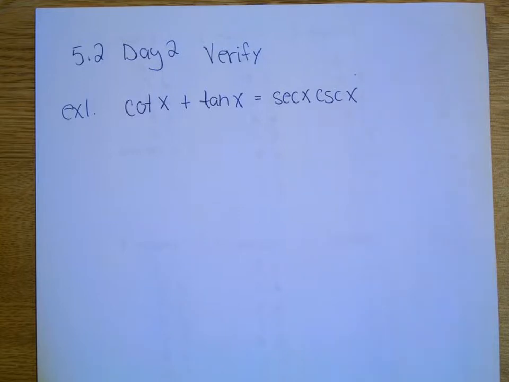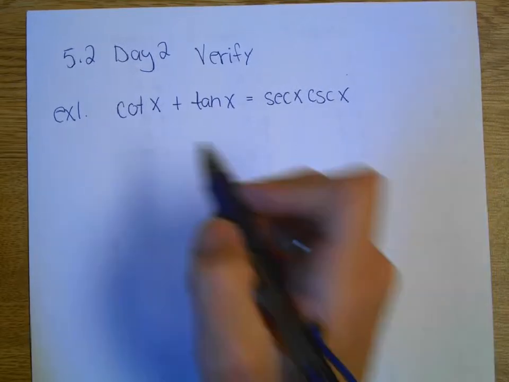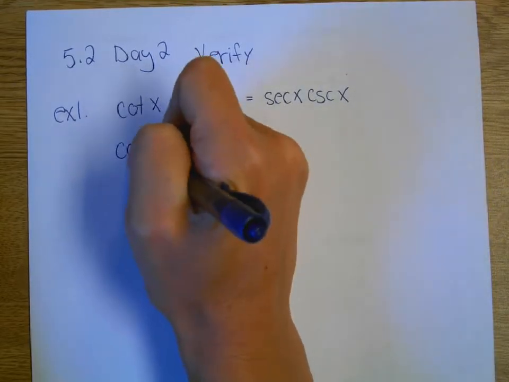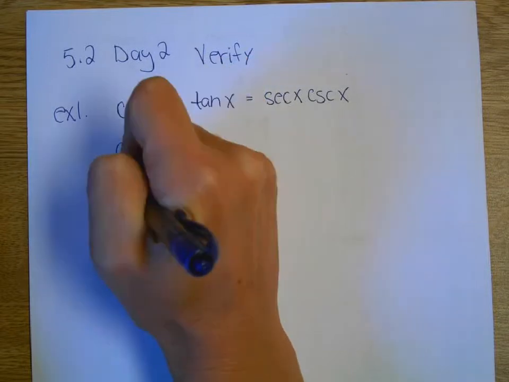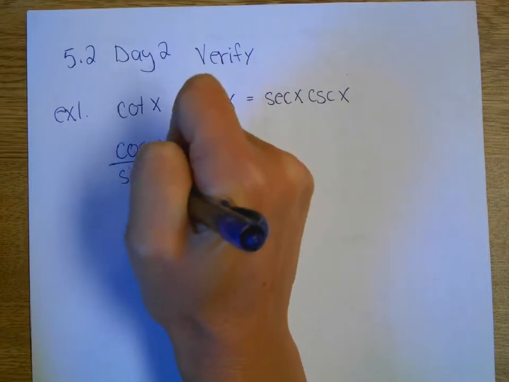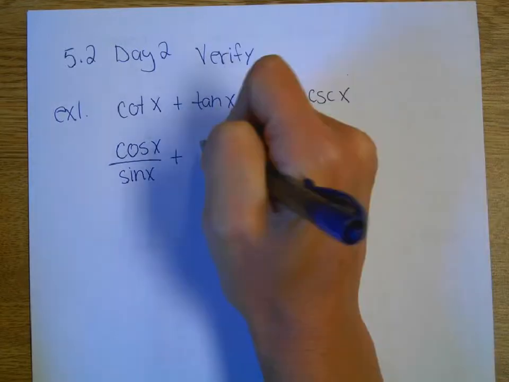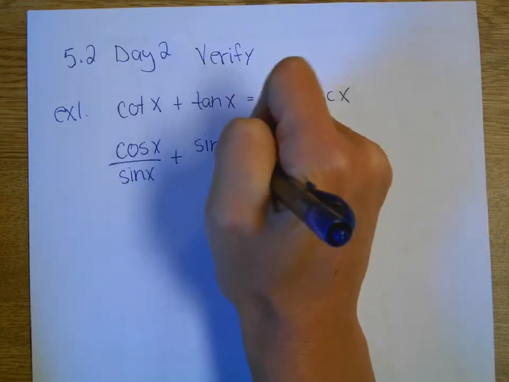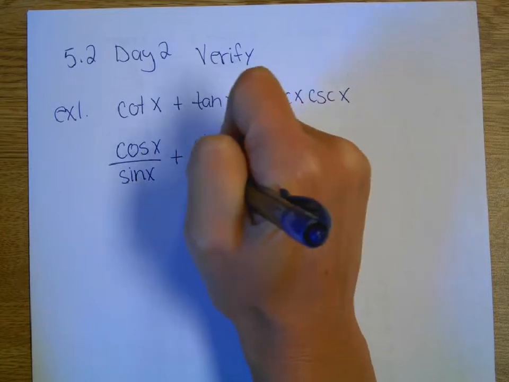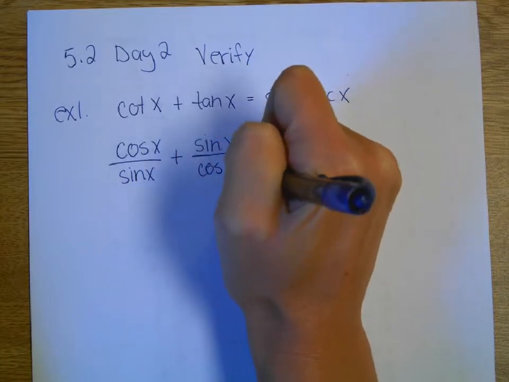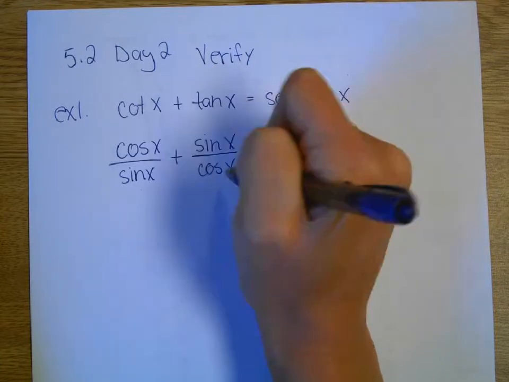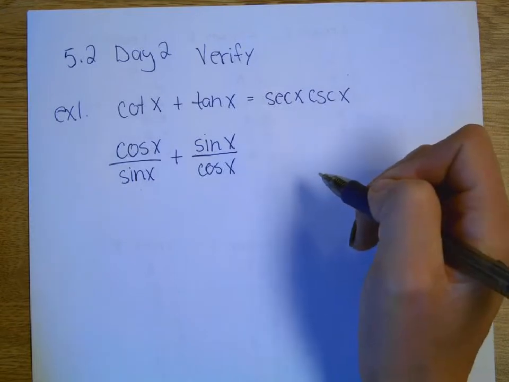So what do you consider the more complicated side here? Cotangent. Yeah, so what can you do with cotangent? Cosine over sine. And tangent is sine over cosine. Am I allowed to cancel across this add sign here? No, you cannot ever cancel across an add sign.